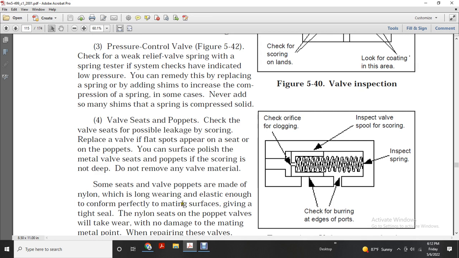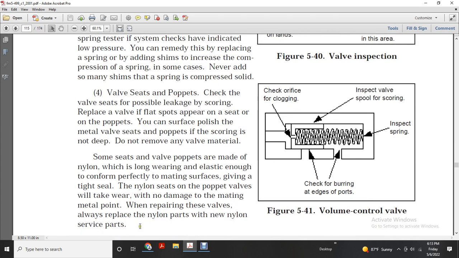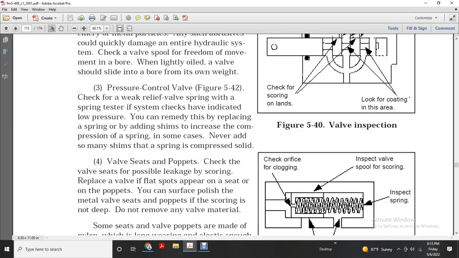conform perfectly to the mating surface, giving a tight seal. With a nylon seat, the poppet of the valve will take wear with no damage to the mating metal part. When repairing these valves, always replace the nylon parts with new nylon surfaces.